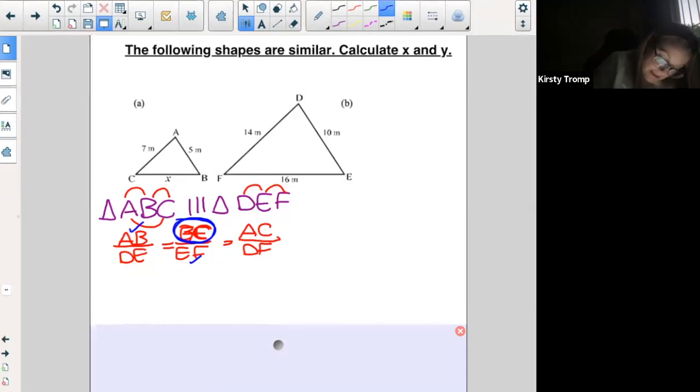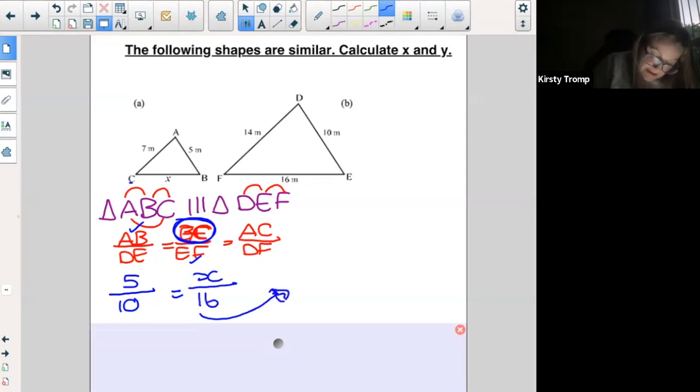So instead of writing AB, I'm going to say 5 over, instead of writing DE, I'm going to say 10, is equal to, instead of saying BC, I'm going to say X, over, instead of writing EF, I'm going to say 16. I'm running out of space. Okay, I'm going to cross multiply. X times 10 gives me 10x. 5 times 16 gives me 80. Divide both sides by 10. X is equal to 8.